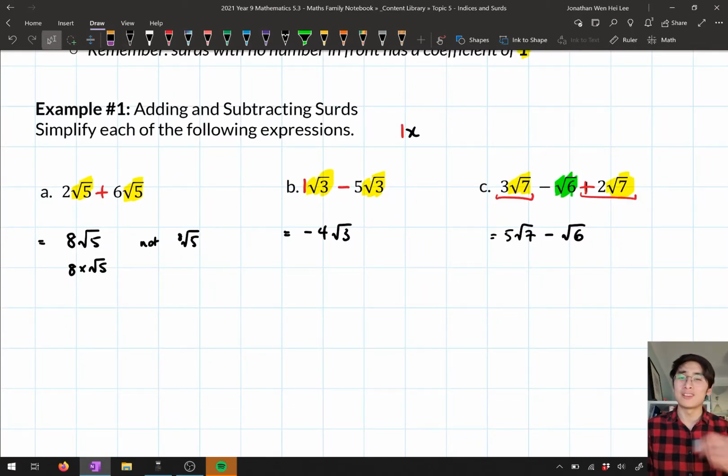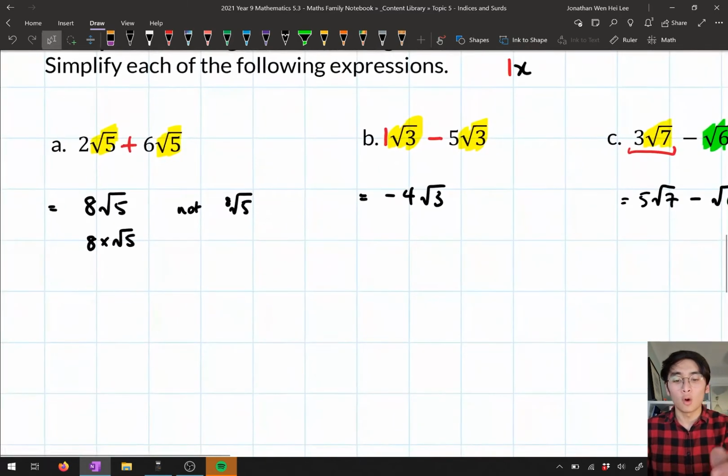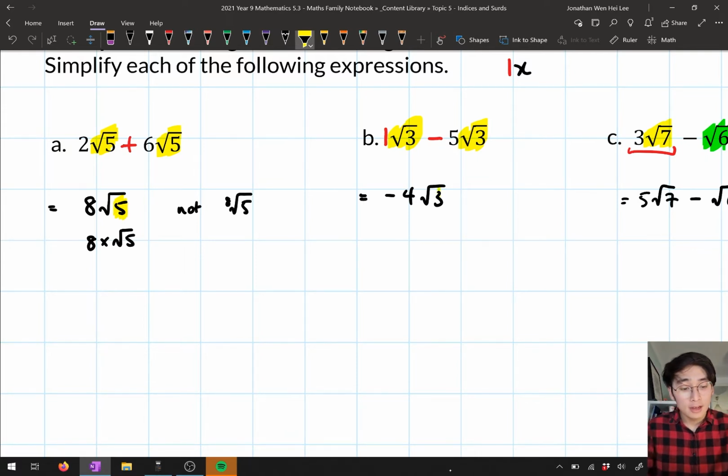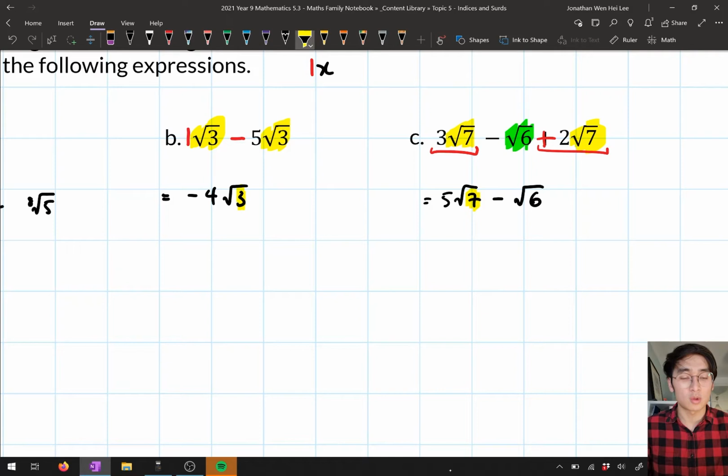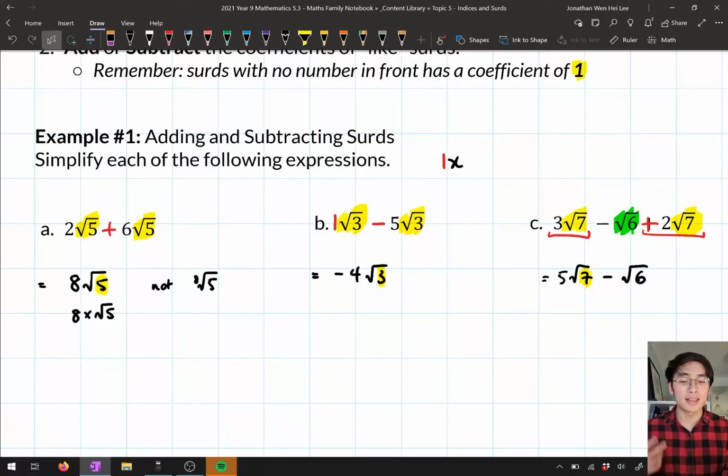So what we want to look for is surds with the same number inside the square root. Once we've figured out which have the same number in the square root, we can just add and subtract them like we would with algebraic terms. The other thing to note is that for all of these examples, I didn't change the number in the square root. Here, this was still square root 5, here still square root 3, and here still square root 7. So we want to make sure that we don't change the number inside. We're just changing how many lots of them there are on the outside, so the coefficient. Okay, so that's how we add and subtract like surds by combining like surds.